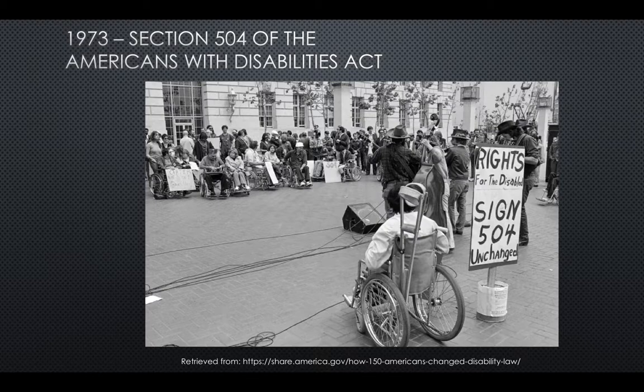1973, Section 504 of the Americans with Disabilities Act. Section 504 made it illegal for programs receiving federal funding to discriminate or exclude people with disabilities. This meant that an otherwise qualified person could not be passed over or fired from a job because of a permanent or temporary disability. Employers and schools are now required to make accommodations to meet the needs of students and employees.